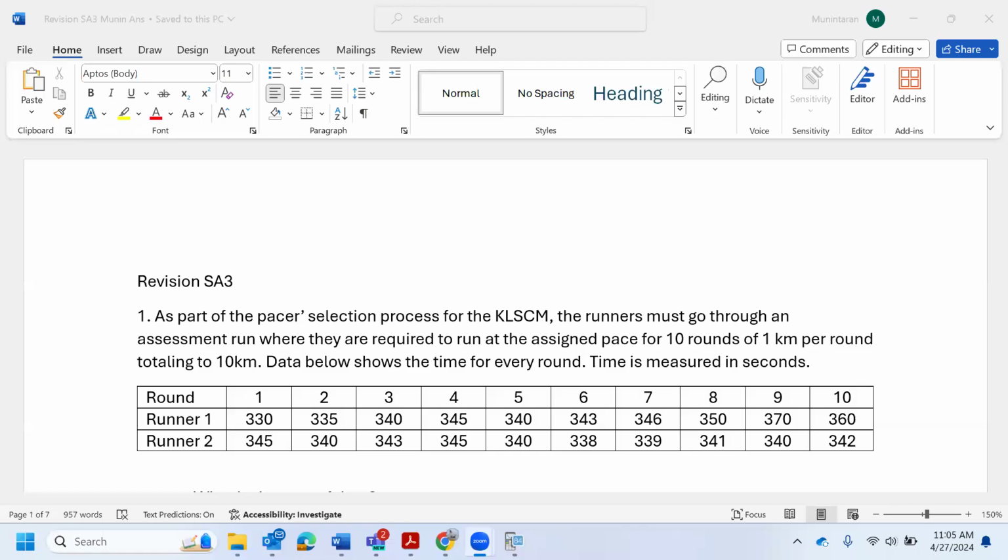This computer. You all able to see my screen, right? Yes. All right, thank you.